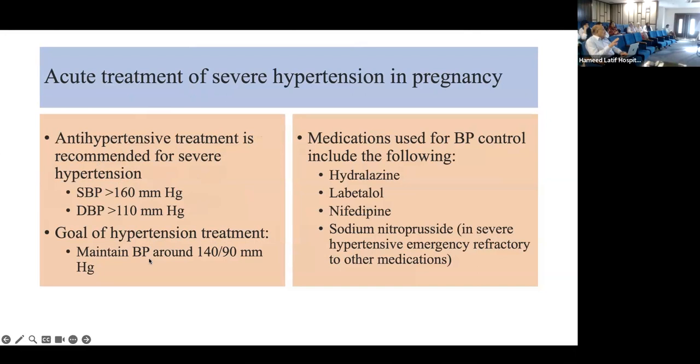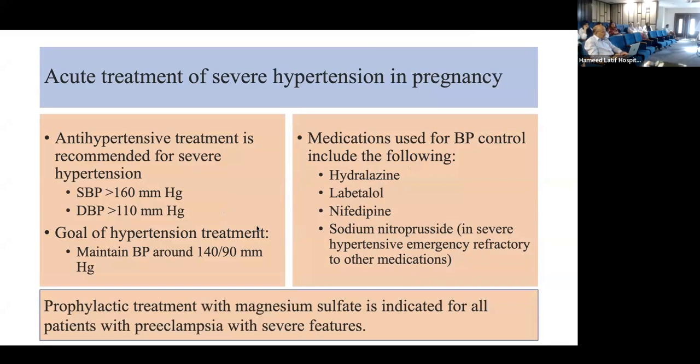We do not want to lower it too much, because then the blood pressure would be too low for adequate placental perfusion. Medications used: hydralazine, labetalol, nifedipine. I take labetalol a little notch up, and nifedipine, of course. And we don't really use sodium nitroprusside here. I don't have personal experience in that, but that is also used in severe hypertension when the patient is refractory to other treatments. Prophylactic treatment with magnesium sulfate is indicated for all patients with preeclampsia.